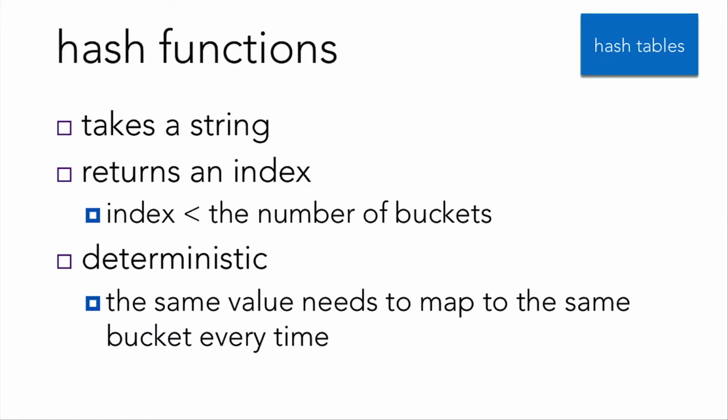Next, we'll want to hash that word using a hash function. A hash function takes a string and returns an index. In this case, the index has to be less than the number of buckets that you have. Now, hash functions, when you're trying to find one and create one of your own, remember that they have to be deterministic. That means that the same value needs to map to the same bucket every time that you hash it. It's kind of like a library. When you take a book, based on the author, you know which shelf it should go on, whether it's shelf number 1, 2, or 3. And that book will always belong in either shelf 1, 2, or 3.